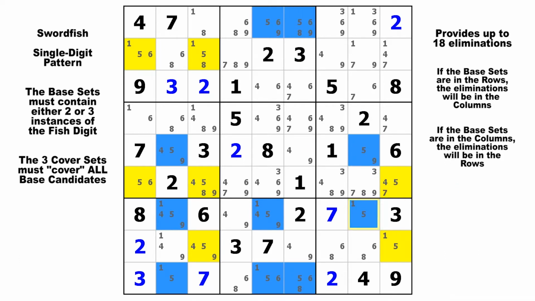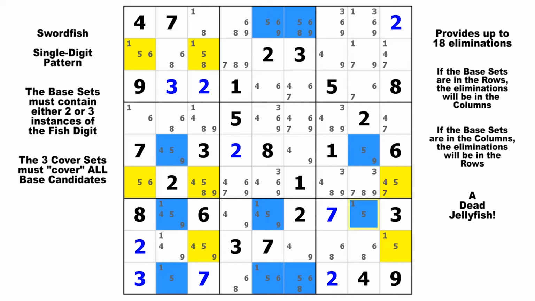Now that is a fish of size 4, which is the next step up from a swordfish, and this is called a jellyfish. Now this is a little bit advanced, and these are really hard to find, and we'll cover these later on. But as you can see, you've got 4 base sets and 4 cover sets with those blue cells. And there are no eliminations to be made on that one either. That is a dead jellyfish. And the swordfish and the jellyfish here exist independently of each other at the same time.